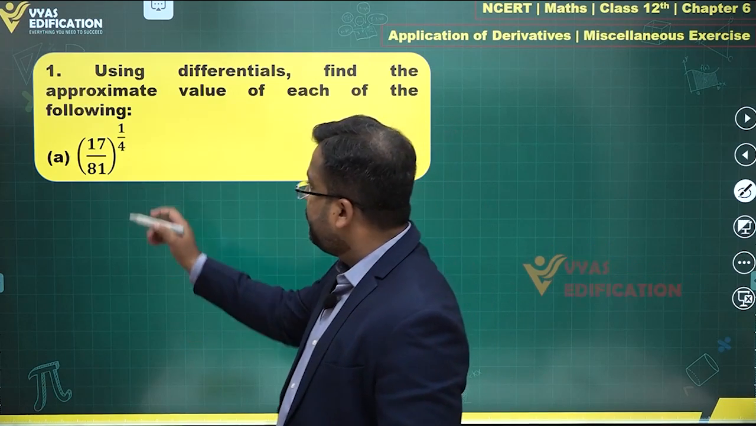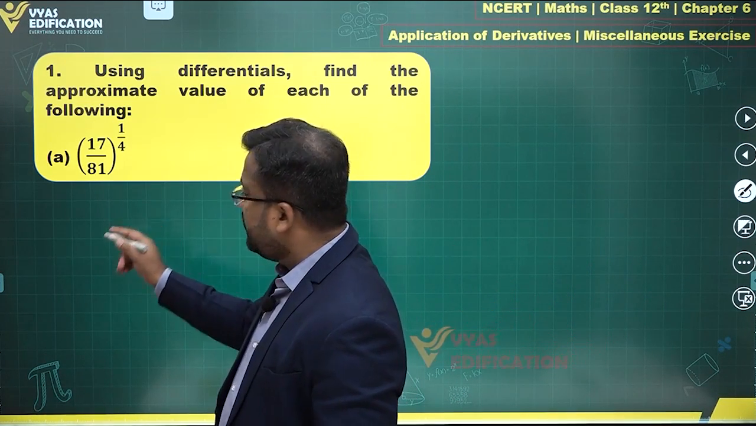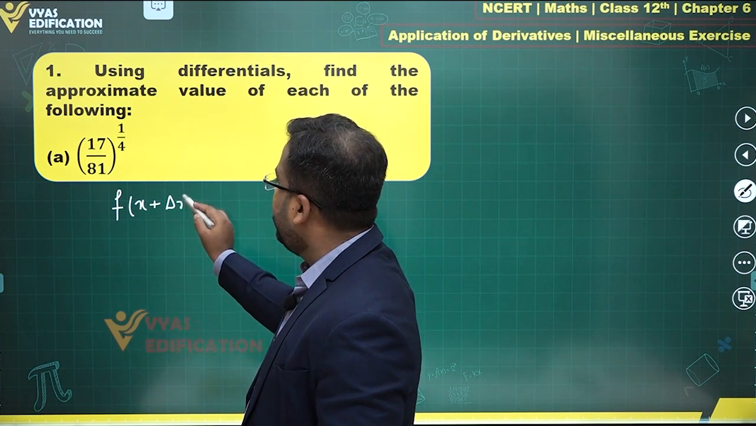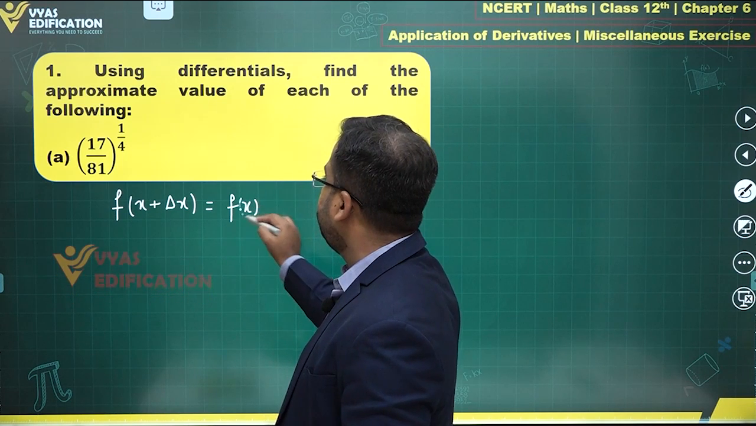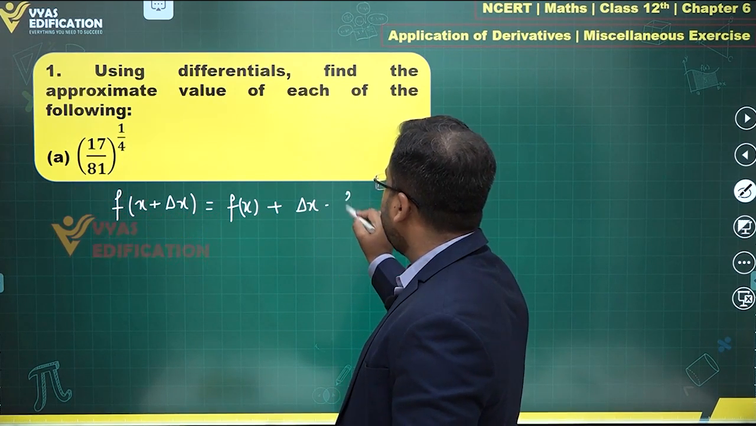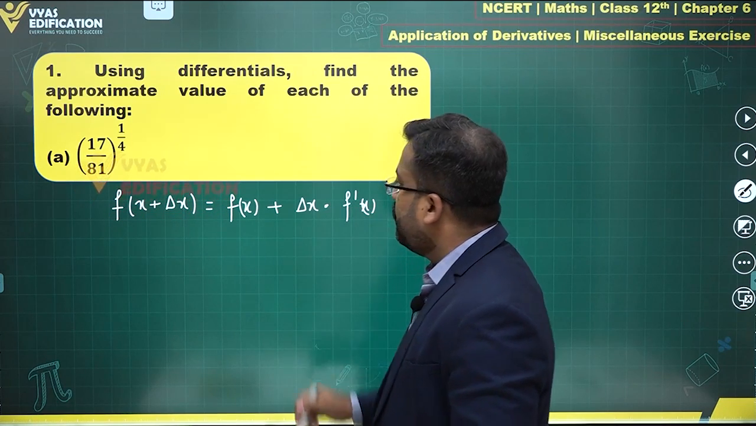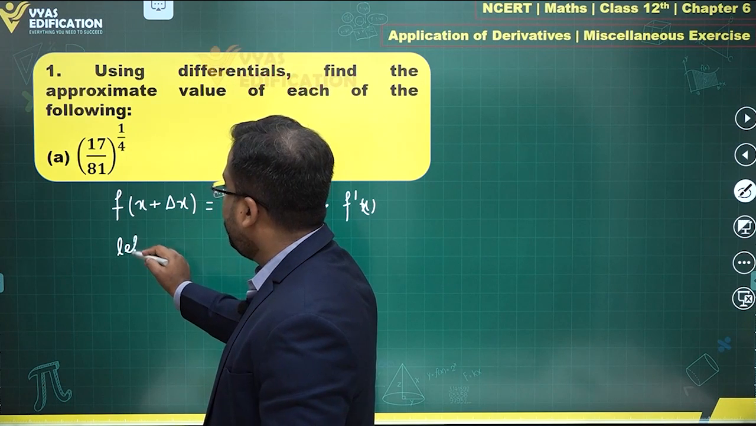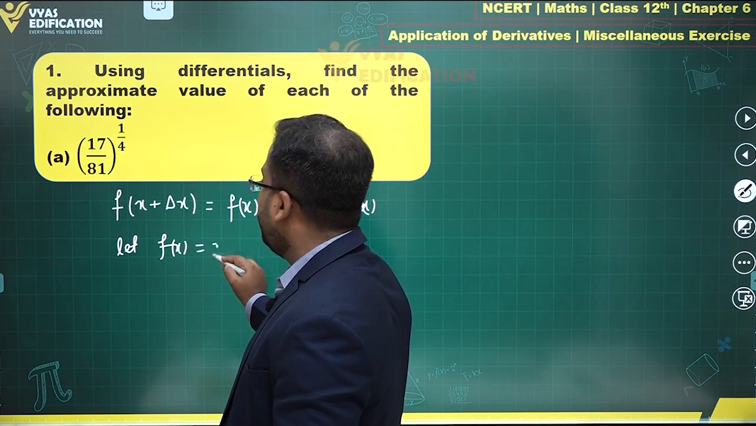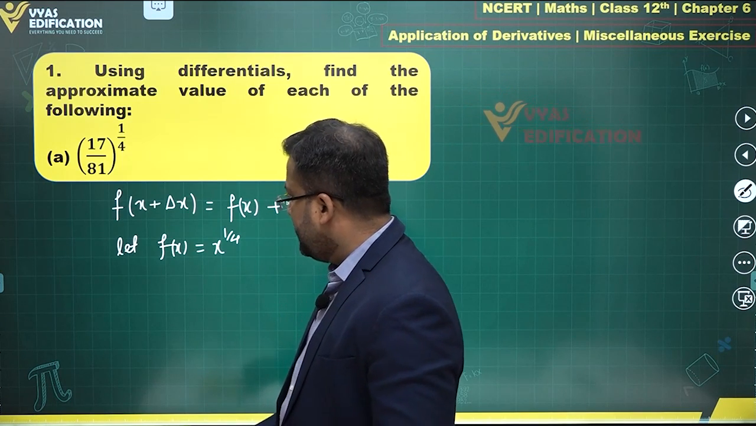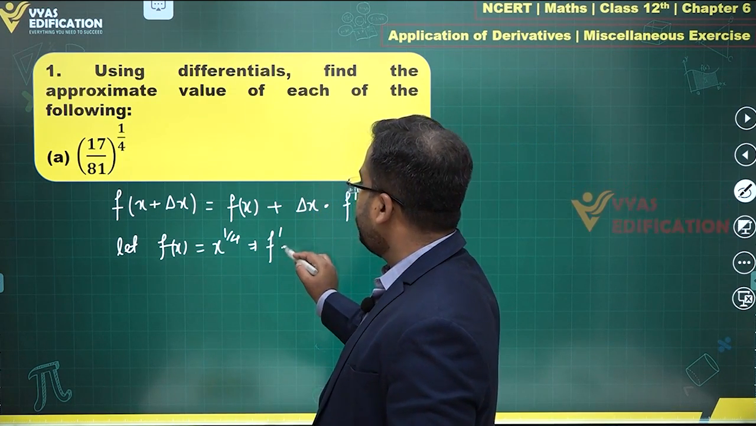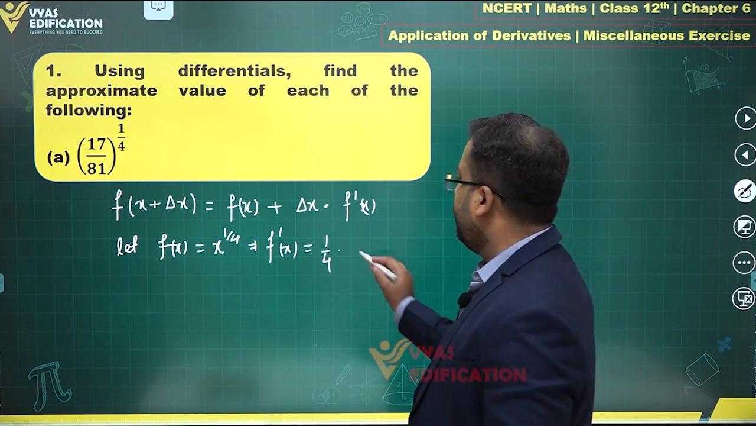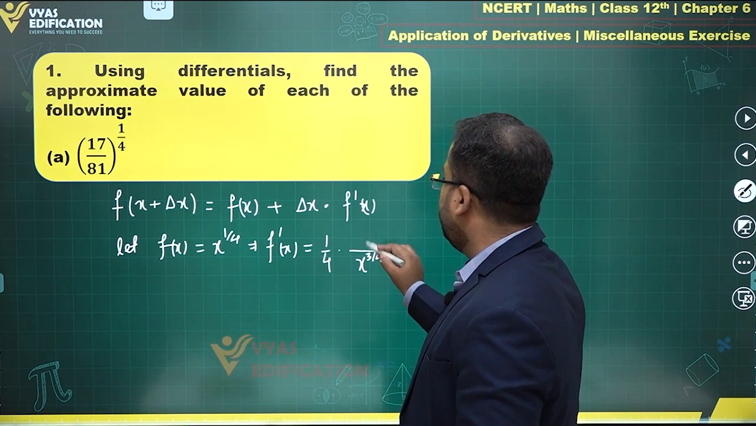Now, I can imagine this to be some function, right? In terms of functions, I can write f of x plus delta x will be equal to f of x plus delta x times f prime x, right? The important things to note here are function, derivative, x and x plus delta x. So let f of x be equal to x power 1 by 4. This tells me that f prime x will be equal to 1 by 4 times x power minus 3 by 4, which is x power 3 by 4 in the denominator.